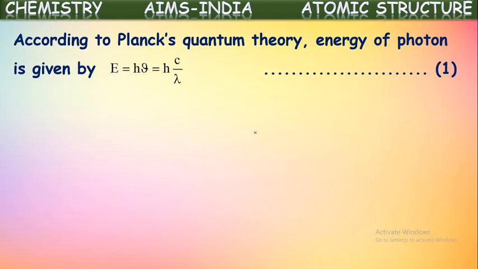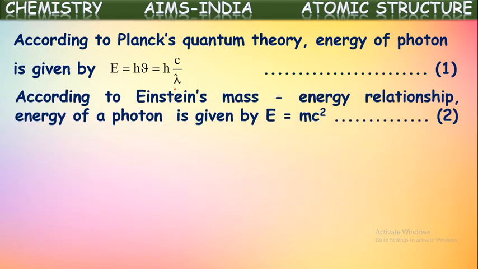According to Planck's quantum theory, the energy of a photon is given by, yes, we have studied that in Planck's quantum theory, E is equal to h nu, and the nu value is taken as c by lambda, because nu is equal to c by lambda. So it can be written E is equal to hc by lambda. This is according to Planck's quantum theory. The energy of each quantum or photon is given by the formula E is equal to hc by lambda.